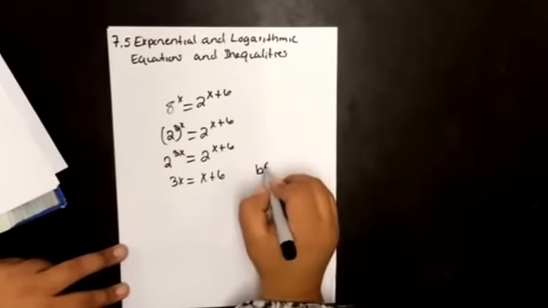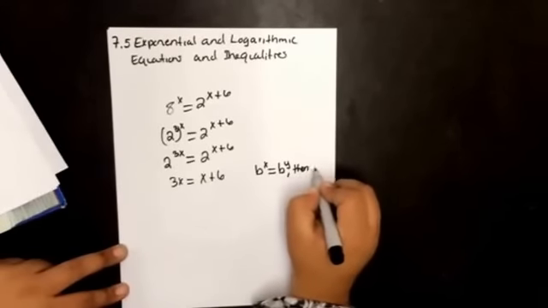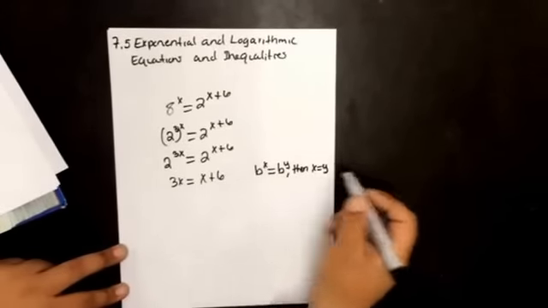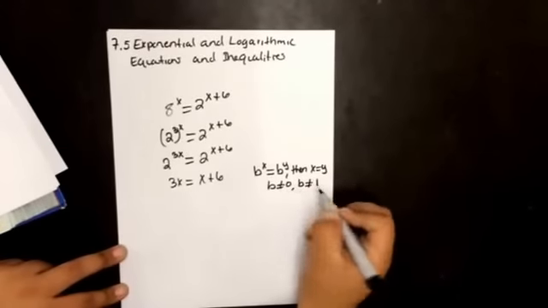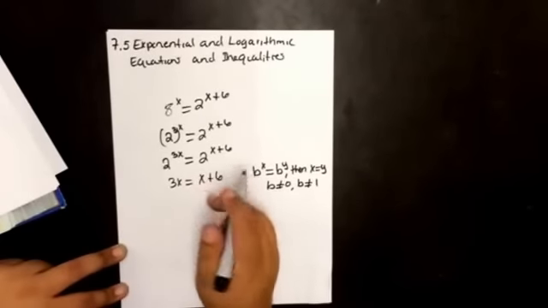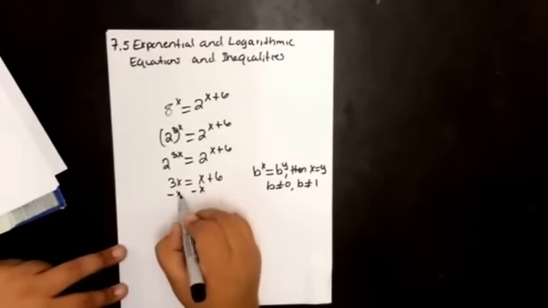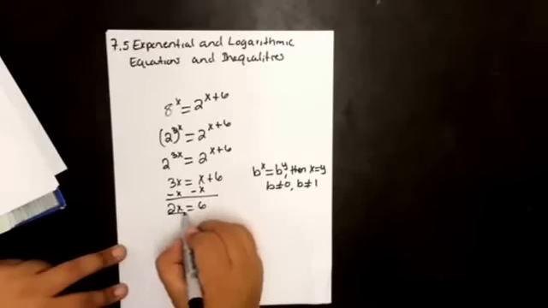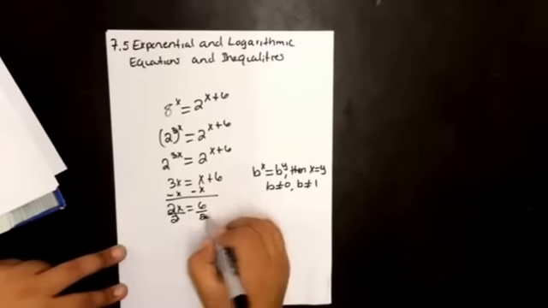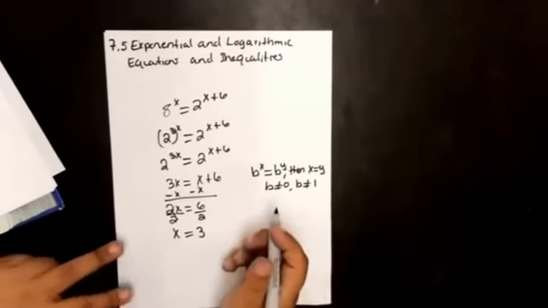Remember that if b to the x equals b to the y, then x equals y, where b cannot equal 0 and b cannot equal 1. So then from here, how do we solve for x? Well, I'm going to subtract an x. So then I have 2x equals 6. To solve for x, I divide by 2, divide by 2. So x equals 3. Now I want to check if this is true.